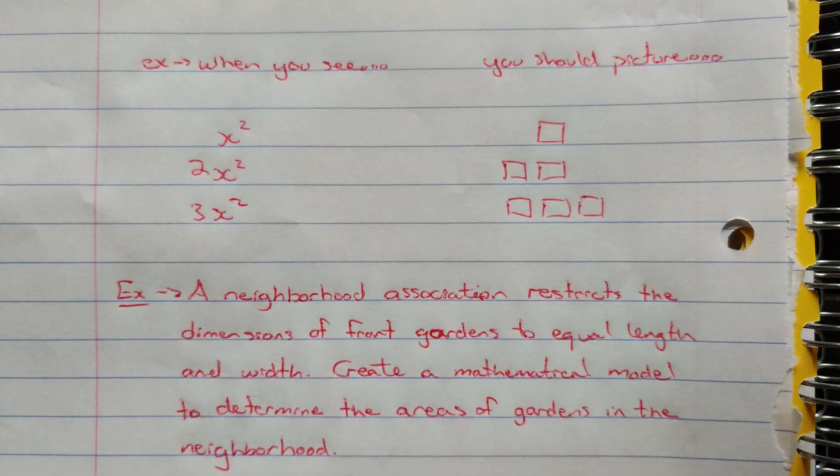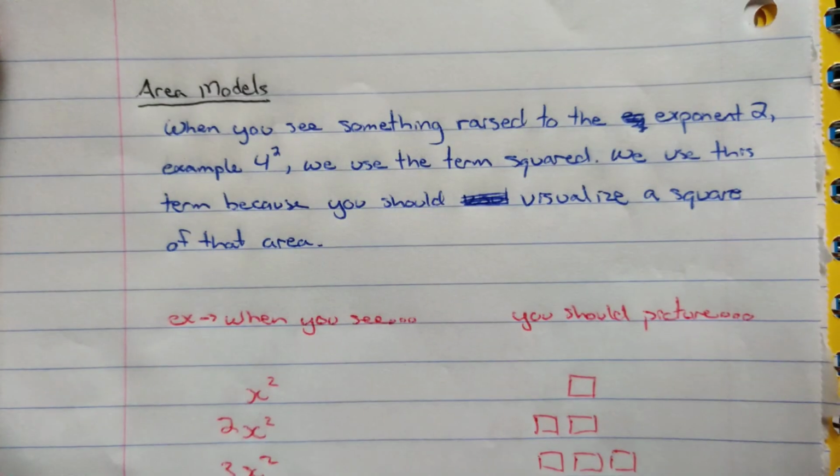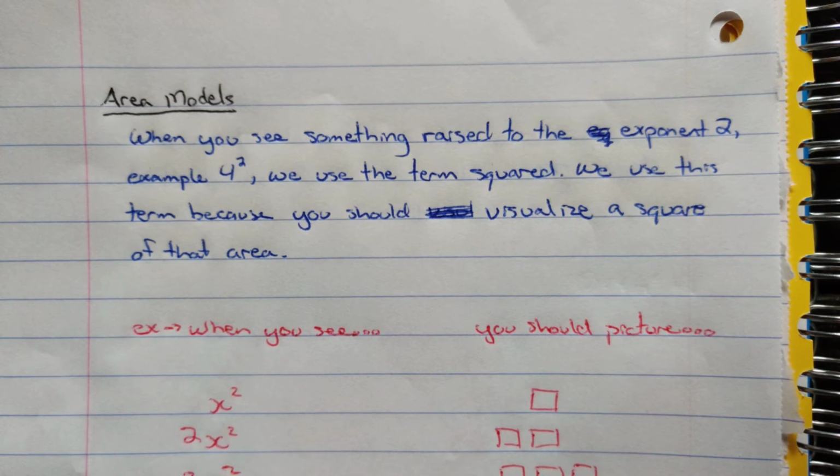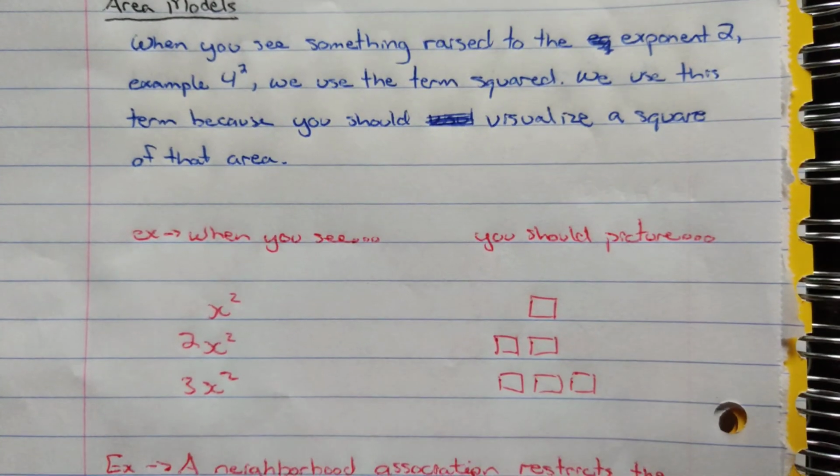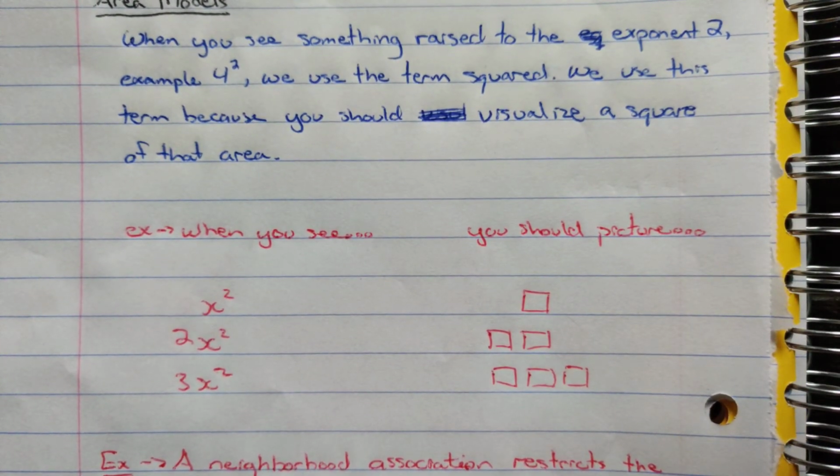Now, moving up in dimension, we're going to area models. When you see something raised to the exponent 2, for example, 4 to the power of 2, we call it squared. We say it's 4 squared. The reason why we use this term is that you should be visualizing the square of that area, and we talked about this concept before when we were working with area. So when you see x squared, what you should picture is a square of unknown dimensions. Just x by x.